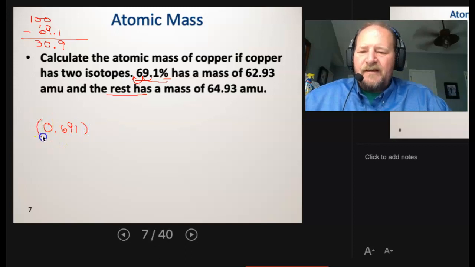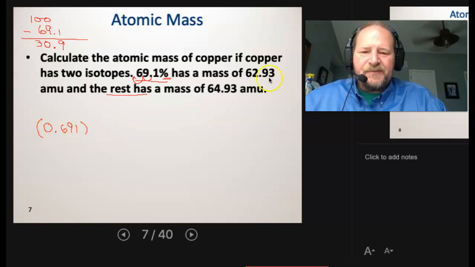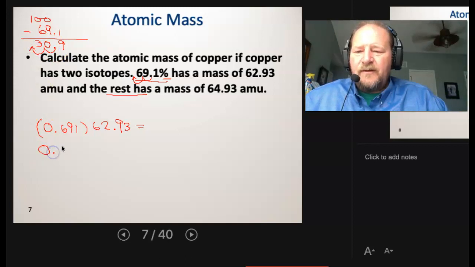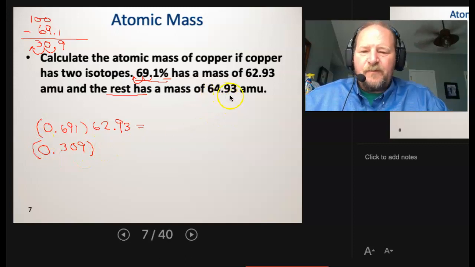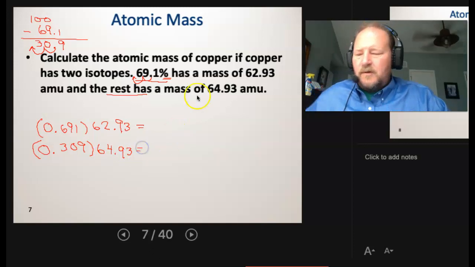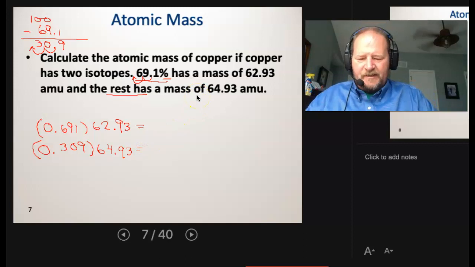And I'm going to multiply that by the mass that actually goes with this percentage, which is the 62.93. And then I'm going to take the rest. I'm also going to convert that, so we're going to divide that by 100. And that's going to give me 0.309. And I'm going to multiply that by the other mass, which is the 64.93. All right, now I'm just going to carry those out. So I'm going to get my handy dandy calculator out.